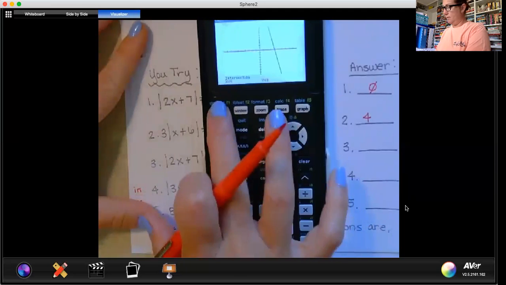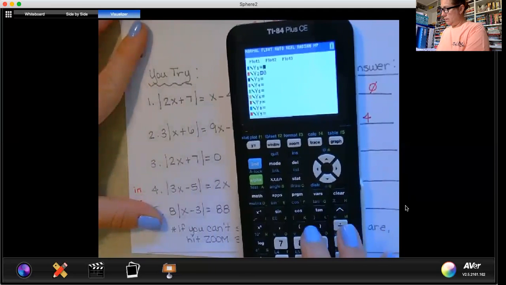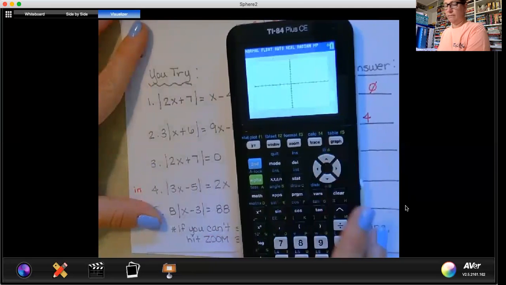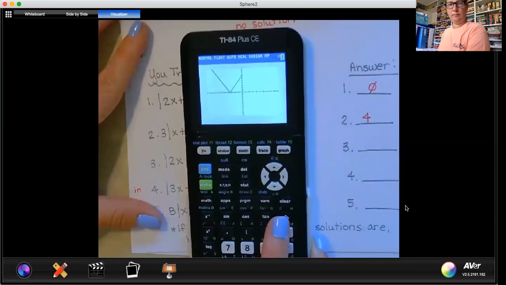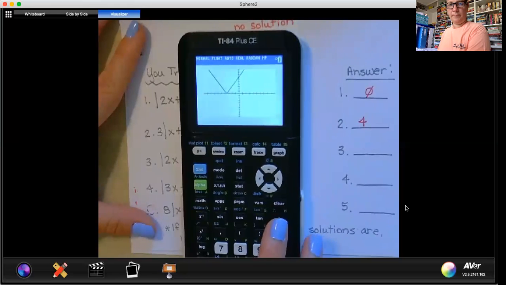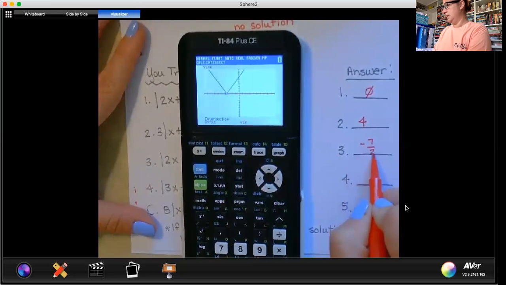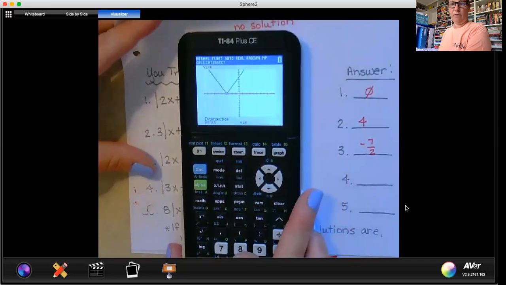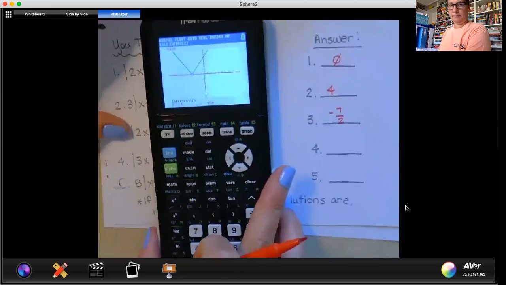All right, problem number 3. Y equals, clear. Math, right arrow key, enter, 2x plus 7, graph. Second, trace 5, enter, enter, enter. Negative 3.5 is negative 7 halves. All right, I would like for you guys to pause your video and work on problems 4 and 5.